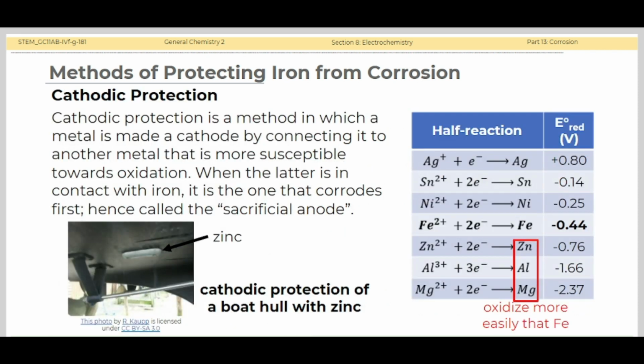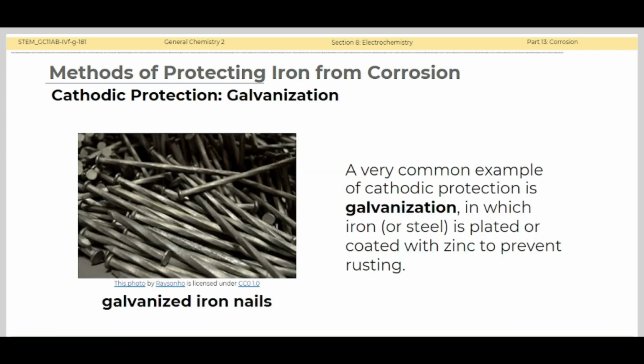Cathodic protection is a method in which a metal is made a cathode by connecting it to another metal that is more susceptible towards oxidation. When the latter is in contact with iron, it is the one that corrodes first, hence called the sacrificial anode. Zinc, aluminum, and magnesium can serve as sacrificial anodes for iron, since the corresponding standard reduction potential is lower than that for iron, implying great ease to oxidize.